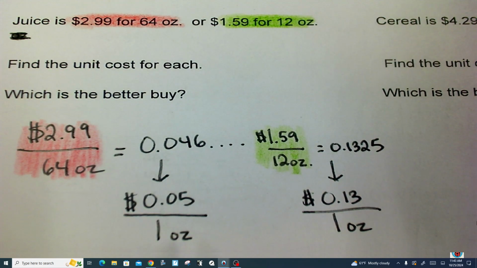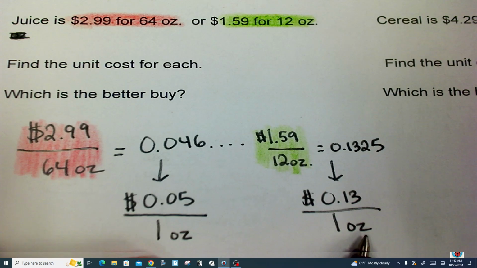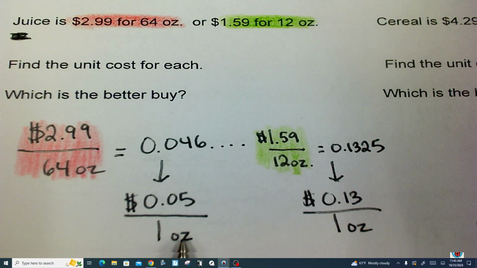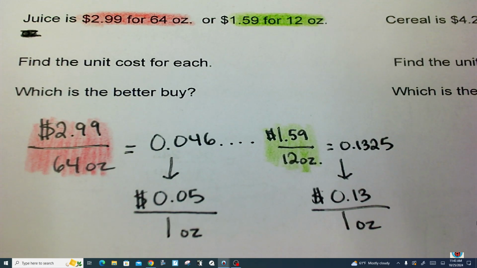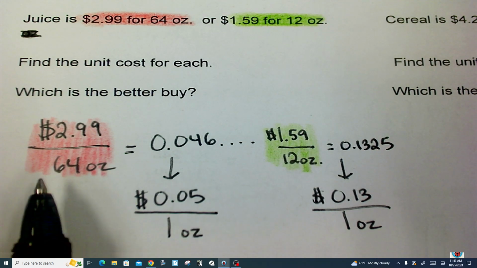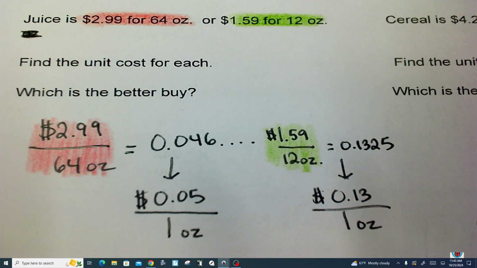And now we've got comparison. They both have 1 ounce. How much do we pay? 5 cents or 13 cents? I know which one I want to pay. I just want to pay 5 cents. And I think you guys do too. So which one's the better deal? 64 ounces is the better deal.